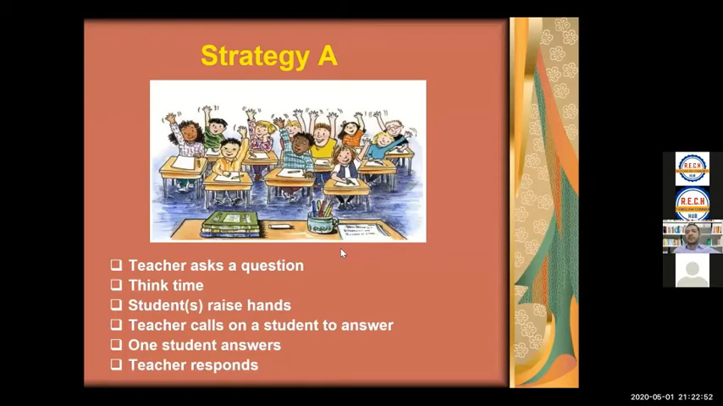Is learning equal in this activity? Is learning equal? Is participation equal between students? No. All right. Let me ask you another question. And I'm going to use this term, and please remember this because this is very important. Can students hide within such an activity? Can students hide? Yes, hide.